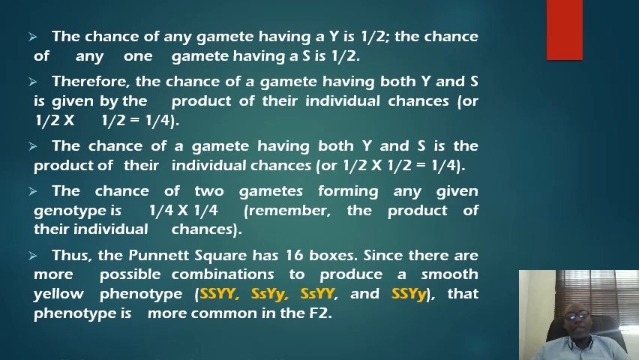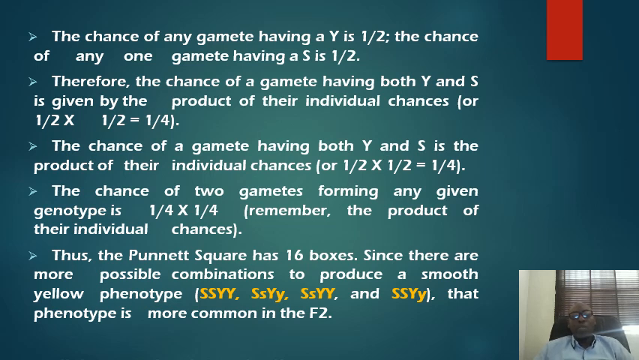And the chance of these gametes forming a genotype is given by 1 over 4 times 1 over 4, simply because you have 1 over 4 for yellow and smooth, and 1 over 4 for wrinkled and green. So for the genotype to come together, you have 1 over 4 times 1 over 4, which is 1 over 16. That's going to give us 16 different combinations of gametes, of genotypes, as seen in the Punnett square.